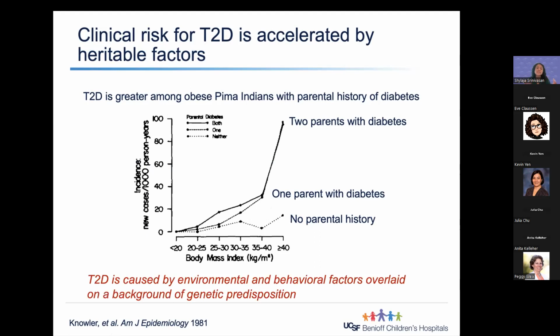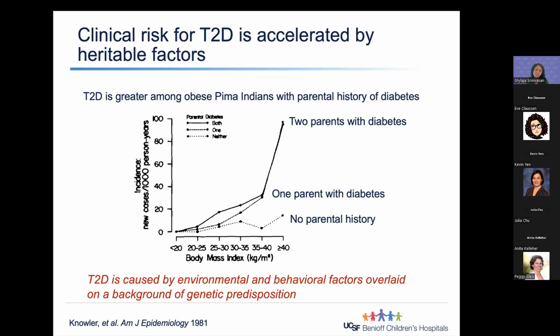So overall, type 2 diabetes is caused by environmental and behavioral factors that lead to obesity, but this is overlaid on a background of genetic predisposition, because not all children with obesity will go on to develop diabetes. And so this is a really important point.